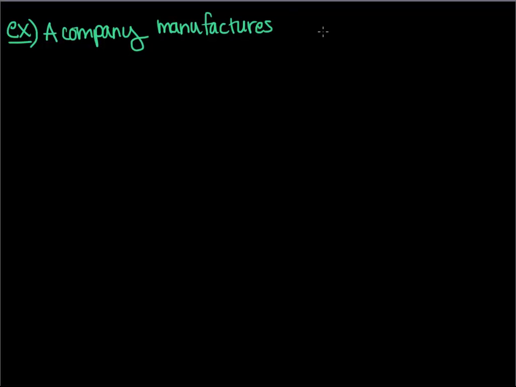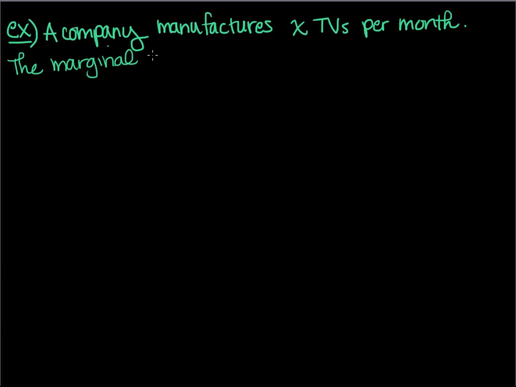So a company manufactures X TVs per month. Okay. And so here's what we know about this. The marginal profit. Remember, what marginal cost, marginal profit, marginal revenue, all that means is it's the derivative of the corresponding function. Derivative of the cost function, derivative of the profit function.